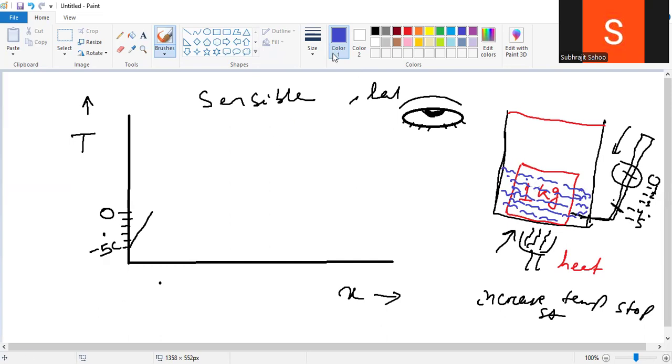Now if I draw the same situation in the diagram, what will happen? After 0 degrees, the heating process is going on, but what happened? Temperature did not increase. Temperature is constant for a few minutes. See, temperature is constant: here 0, here 0, here 0, everywhere 0. For this period, the temperature did not change.